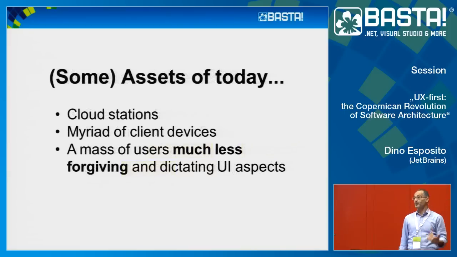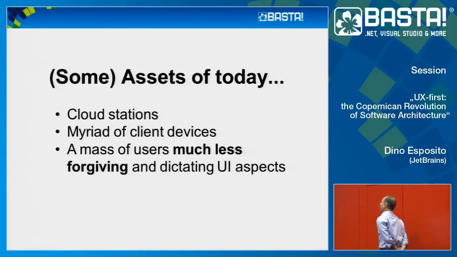So the assets we have today, some 20 years later, are cloud stations: we have data stored in the air, on a server. Data is still placed on some sort of server machine, but we call it the cloud. It's a server with something more around it, that you don't explicitly pay for, but it's the same kind of thing. But more importantly, and that's really different, we now have a myriad of client devices.